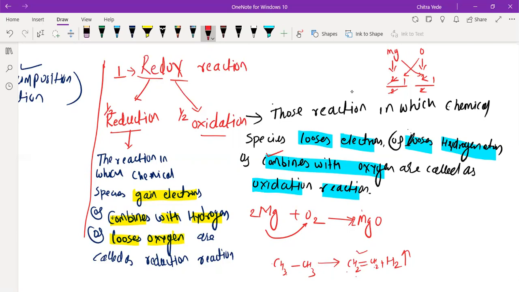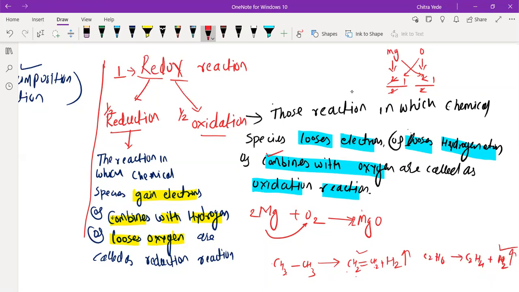Okay, so we can say here C2H6, it is ethane, gives C2H4, which is ethene, by loss of hydrogen atom, by loss of hydrogen. So here hydrogen gets separated, that's why it is also an oxidation reaction. Understood?